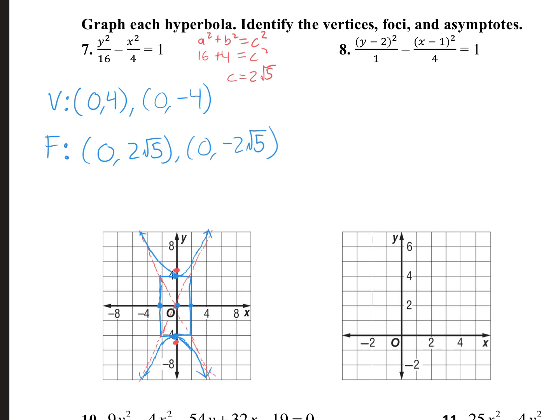The asymptotes. Asymptotes are a lot easier when the center is 0, 0. You can just do y equals mx plus b, and it's just y equals mx because our y-intercept is 0. So the slope was 2, so one of my asymptotes is y equals 2x, and my other asymptote is y equals negative 2x.